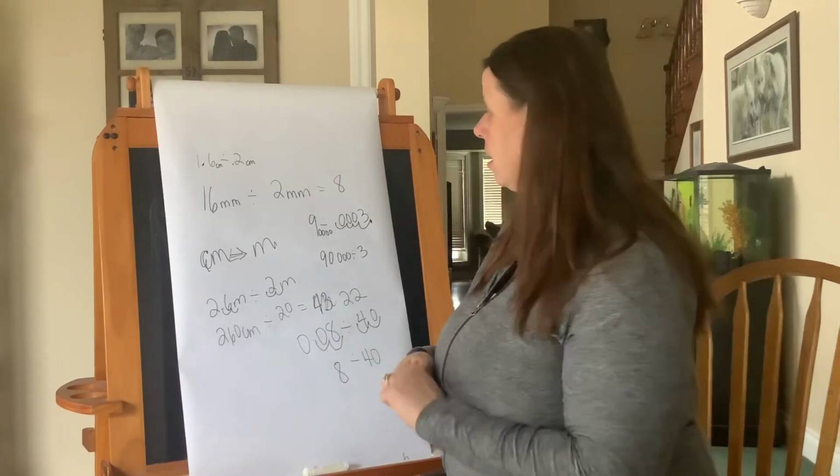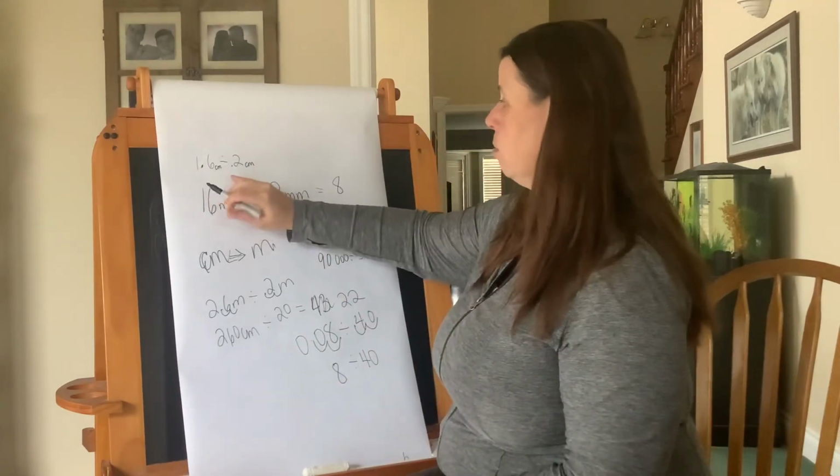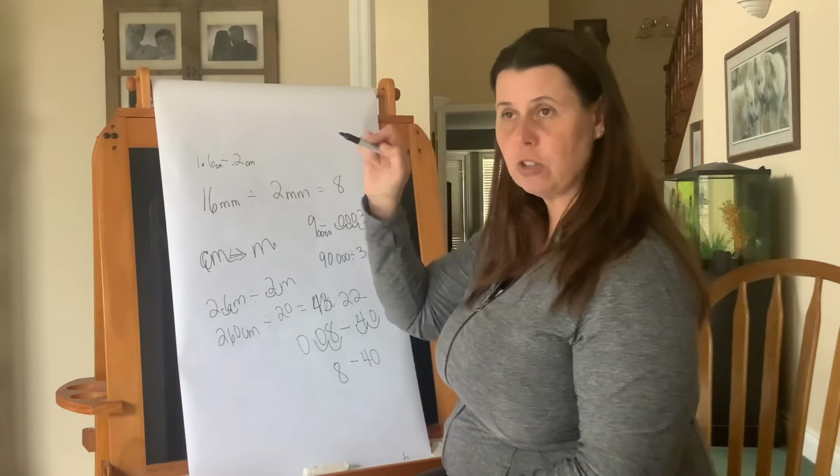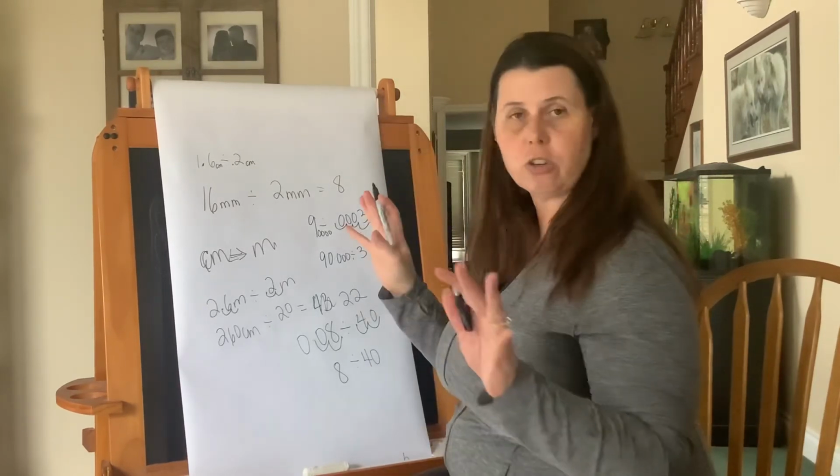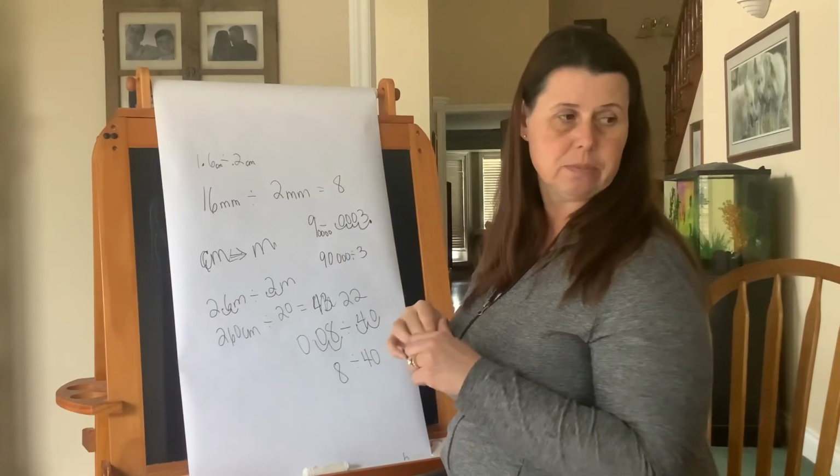So keep in mind, when you've got a decimal, if you skip the first one once to get it to a whole number, then you skip the second one once and you can just divide. Okay? That's it.